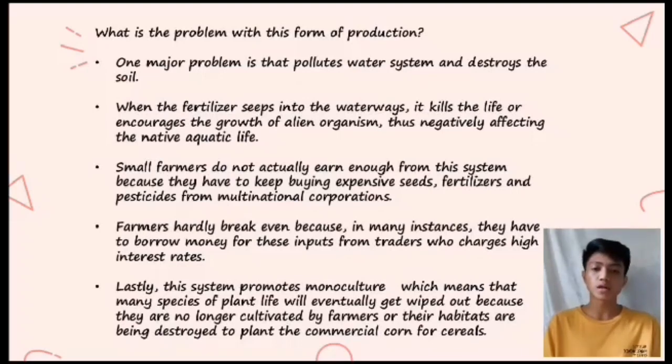Small farmers do not actually earn enough from this system because they have to keep buying expensive seeds, fertilizers, and pesticides from multinational corporations. Farmers hardly break even because in many instances they have to borrow money for these inputs from traders who charge high interest rates. Lastly, this system promotes monoculture, which means that many species of plant life will eventually get wiped out because they are no longer cultivated by farmers or their habitats are being destroyed to plant the commercial corn for cereals.